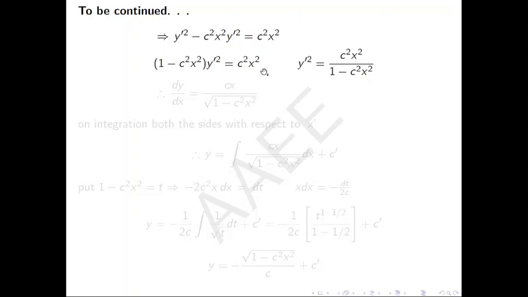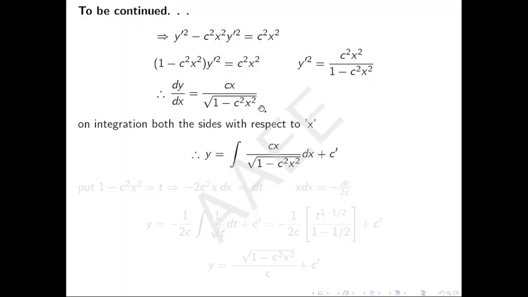After taking this x term to the RHS, y dash square is equal to c square x square over 1 minus c square x square. Taking square root on both sides and replacing y dash by dy by dx, we get dy by dx is equal to cx under root of 1 minus c square x square. On integration on both sides with respect to x, dy by dx is nothing but y, and the integration of this term, cx upon under root of 1 minus c square x square dx, plus a constant of integration which we have taken as c dash.